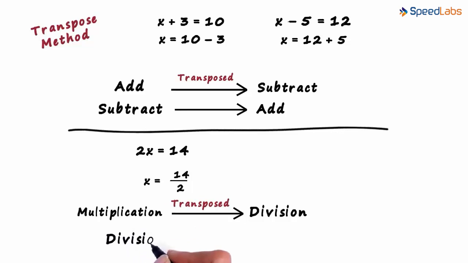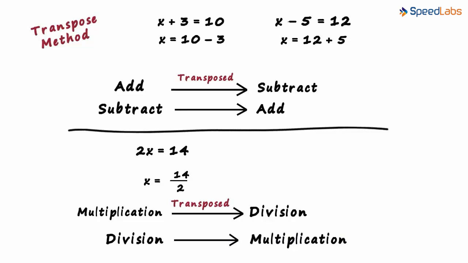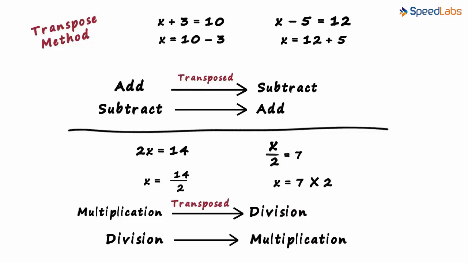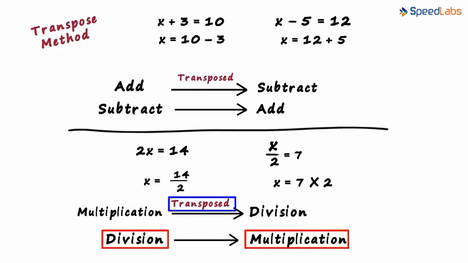Similarly, a term that is divided on one side is multiplied when transposed to the other side. Consider this equation. x divided by 2 equals 7. We can see 2 is dividing the left-hand side. So we can transpose it to the other side by multiplying the right-hand side by 2. We get x equal to 7 multiplied by 2. So remember these 4 rules. If added, then it's subtracted when transposed. If subtracted, then added when transposed. If multiplied on one side, then it's divided when transposed. And if it's divided on one side, then it's multiplied when it's transposed.